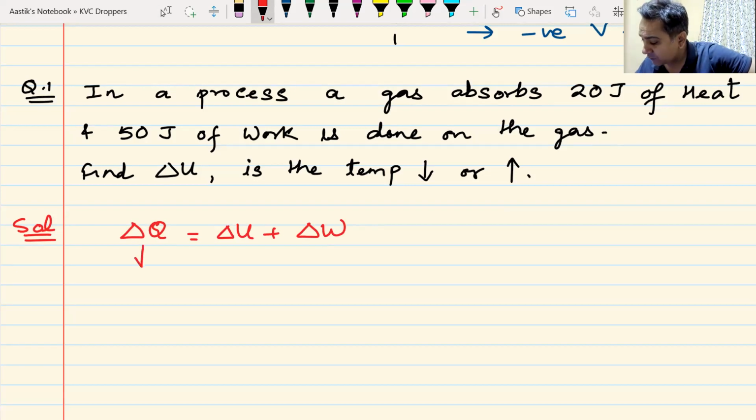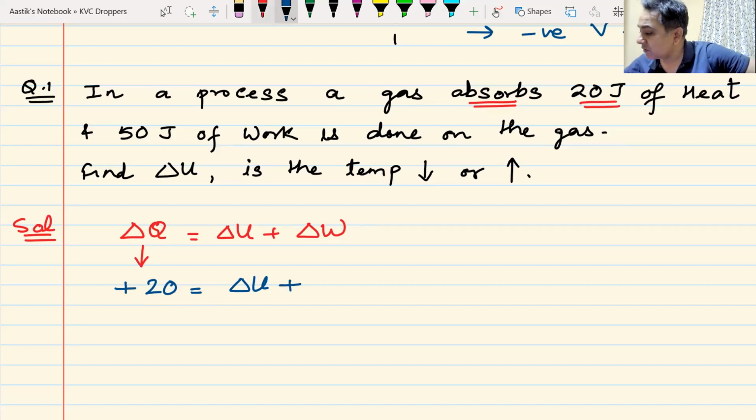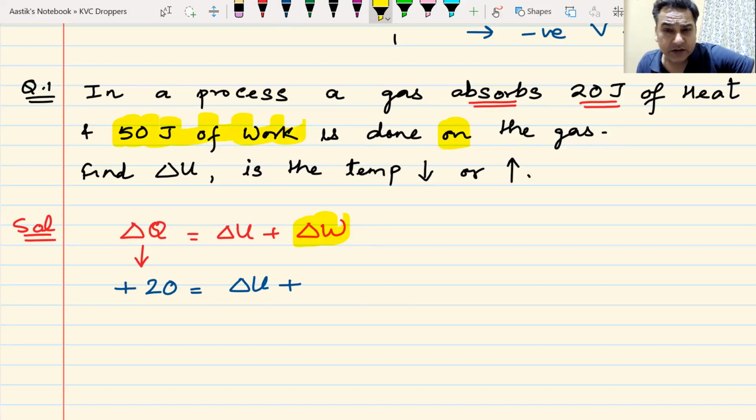Now delta Q is the amount of heat which is given or absorbed. As you can see, the system absorbs this heat and therefore I will write it as plus 20 because it is being absorbed. That must be equal to the change in internal energy plus the work done. 50 joules of work is done on the gas. That means the gas is getting compressed. I already told you that the gas is getting compressed and therefore this work done would be taken as negative. So this will be minus 50.